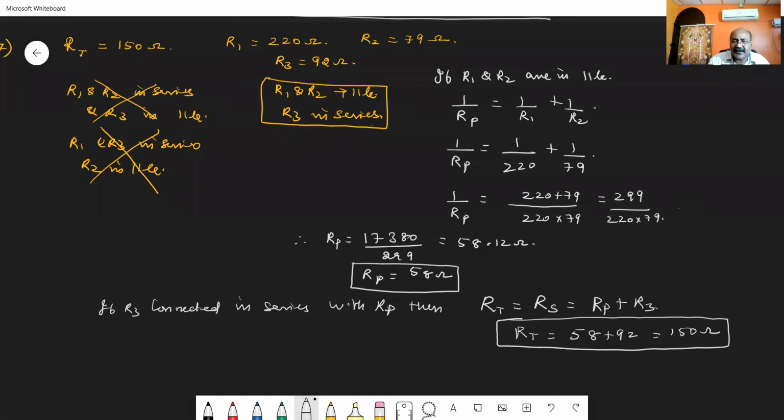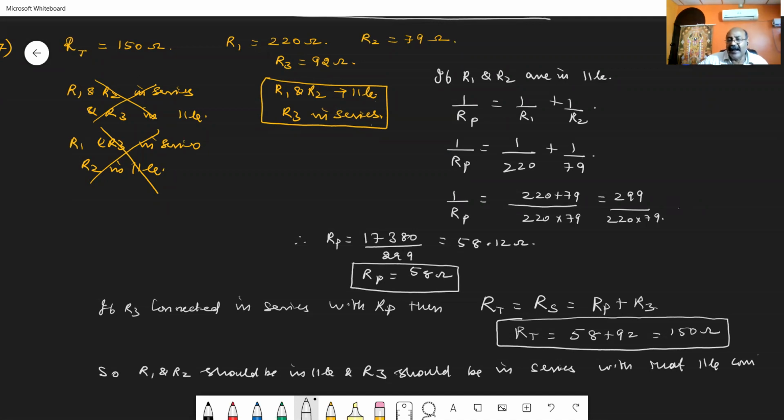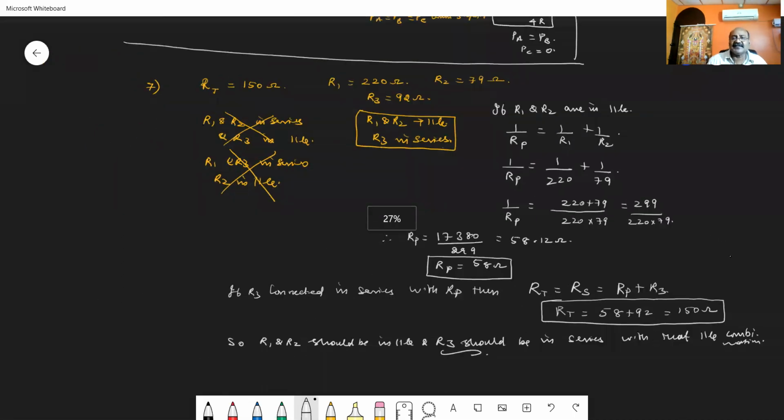So how do I have to connect? So the conclusion: R1 and R2 should be in series, sorry, should be in parallel. And the third resistance R3 should be in series with that parallel combination, so that I can get the total resistance as 150 ohms. Hope you have understood.